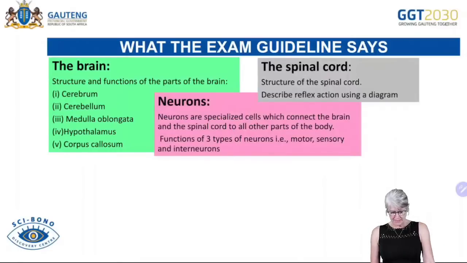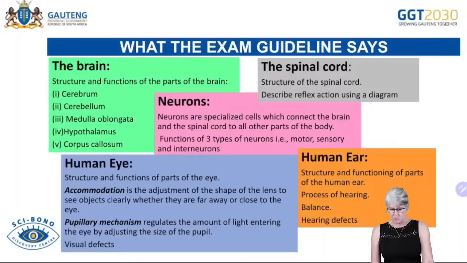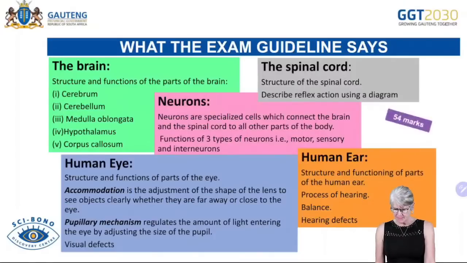We're going to have a look at that, and then we're also going to have a look at the human eye. What's important there is the basic structure and the function of the different parts, as well as 2 important functions in the eye, and that is accommodation and pupillary reflex. And then we're also going to have a look at the next part, which is the human ear. We're going to have a look at the structure again and the functioning of the different parts, the process of hearing, balance, and then some hearing defects. Okay, so let's have a look.